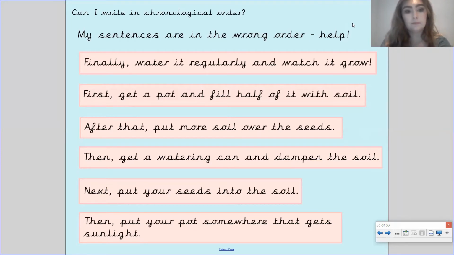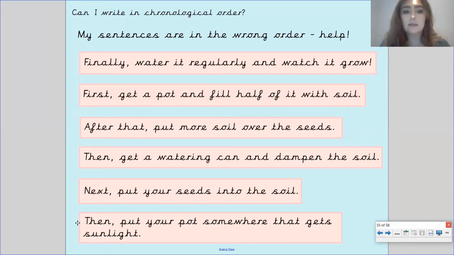Okay. I'm now going to read through the sentences with you, and I want us to work together to put them into chronological order. So we've got: Finally, water it regularly and watch it grow. First, get a pot and fill half of it with soil. After that, put more soil over the seeds. Then get a watering can and dampen the soil. Next, put your seeds in the soil. Then put your pot somewhere that gets sunlight.